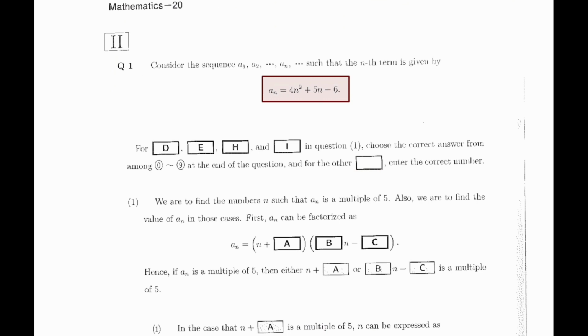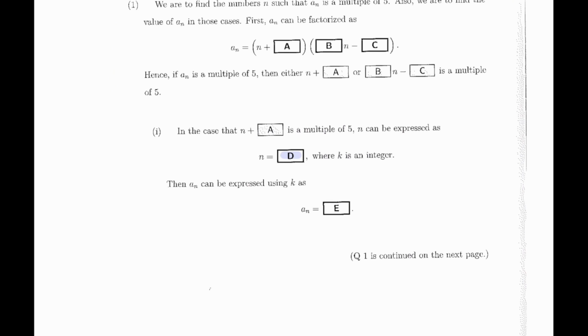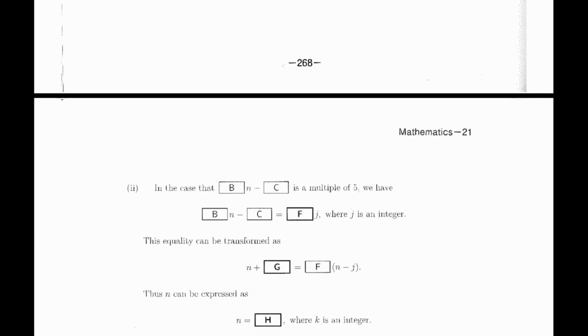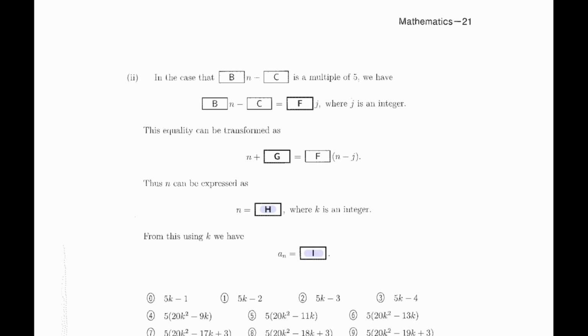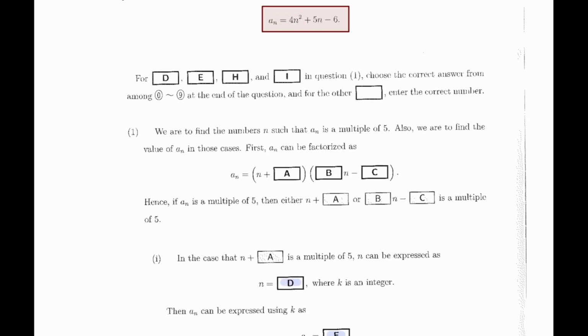So I will put a highlighter on D, E, H, I first. D, E, H, and I. For these, we need to see the correct answer among these choices. Okay, we are to find the numbers n such that an is a multiple of 5. Also, we are to find the values of an in those cases.